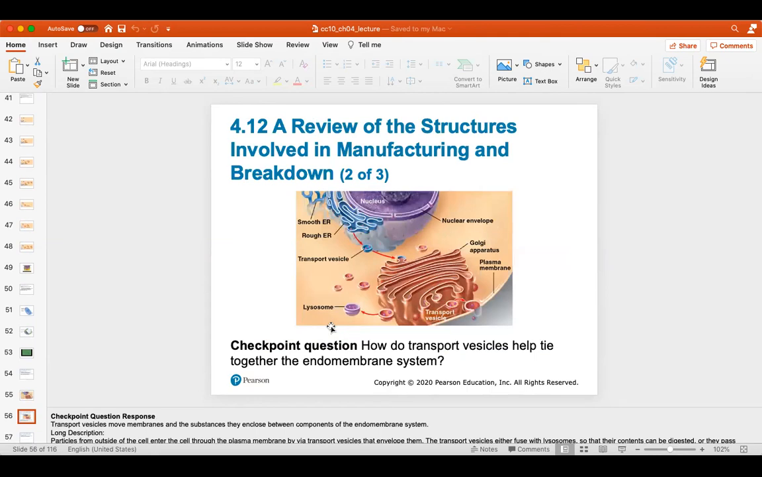How do transport vesicles help tie together the endomembrane system? The transport vesicles really take everything that's being biosynthesized, whether that's a protein or anything else that is being made in the ribosomes. The transport vesicles will take it on to its next step or transport it outside the cell.